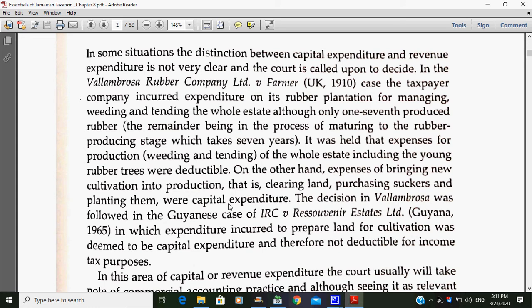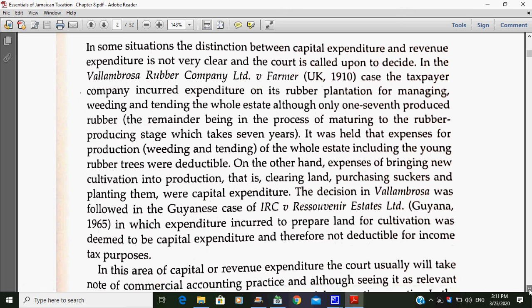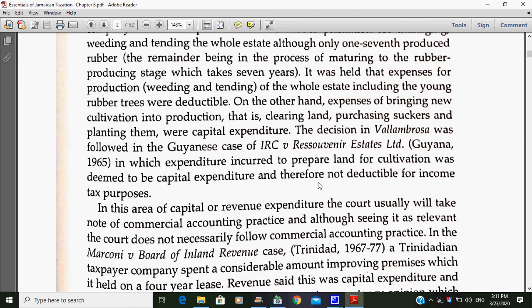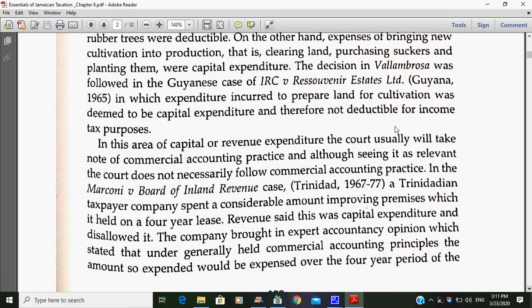The decision in Valambrosa was followed in the Guyanese case of IRC versus Roosevelt Estates Limited, in which expenditure incurred to prepare land for cultivation was deemed to be a capital expenditure and therefore not deductible for income tax purposes. In this area of revenue expenditure, the court usually will take note of commercial accounting practice, and although seeing it as relevant, the court does not necessarily follow commercial accounting practice.